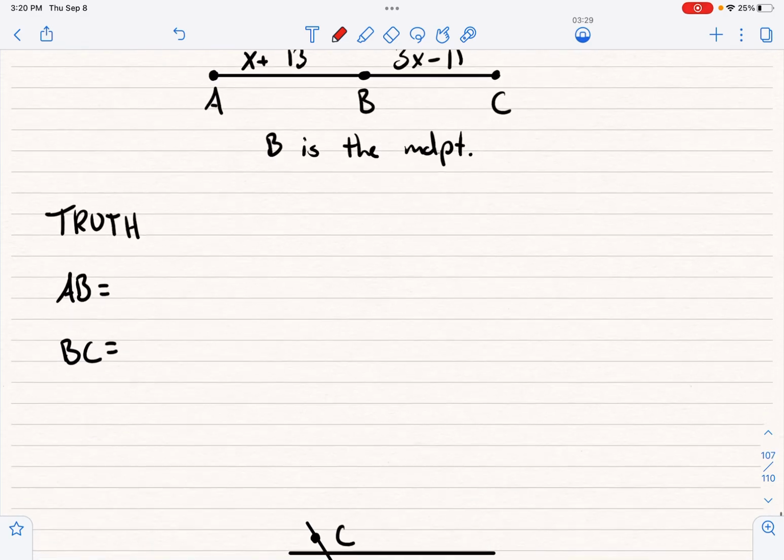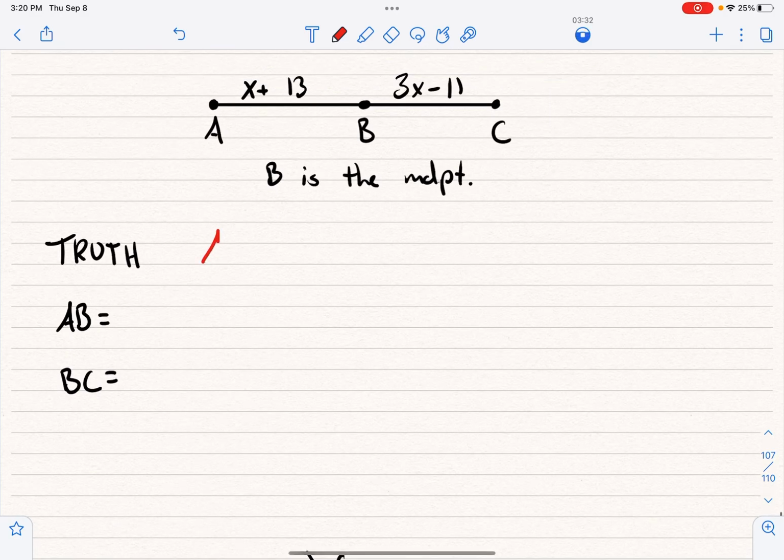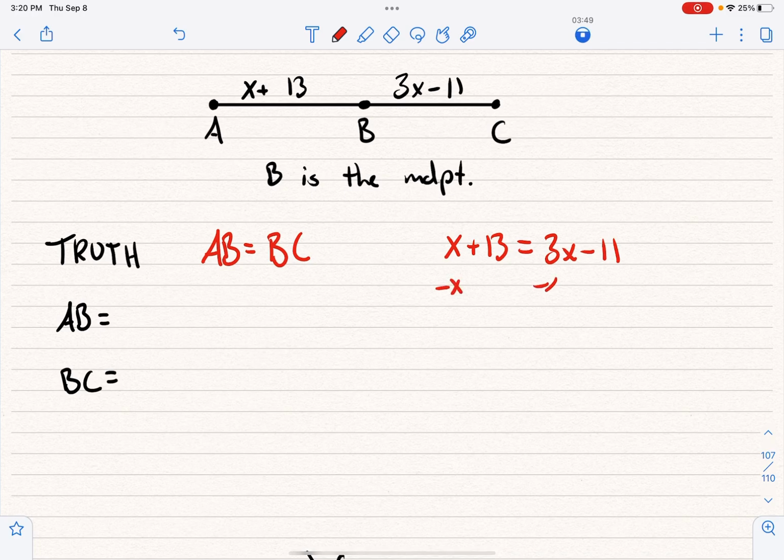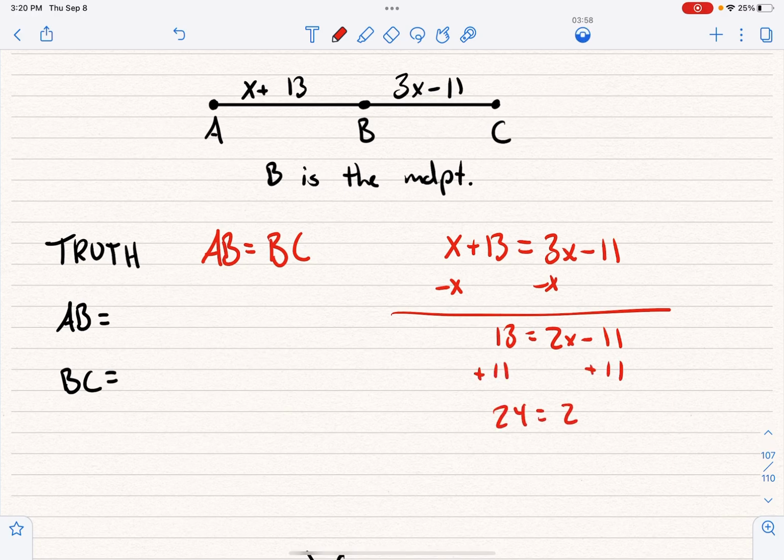This is pretty easy. This one, again, has some algebraic expressions. You start with the same thing. If we're talking about midpoint, we know B is in the middle. Then the length of AB must be the same as the length of BC. I plug in the values that I'm given, and then I solve. To solve this, you could subtract x from both sides and get 13 is equal to 2x minus 11. You could add 11 to both sides and get that 24 is equal to 2x. So therefore, x is 12.